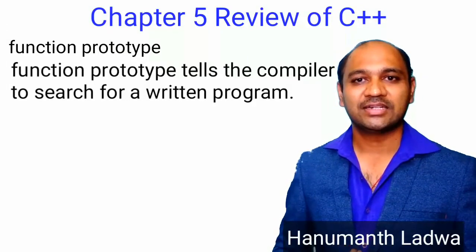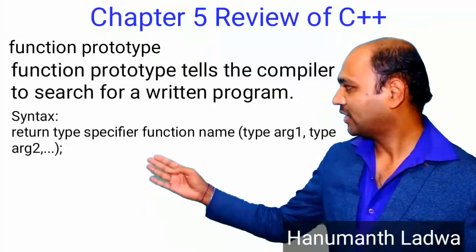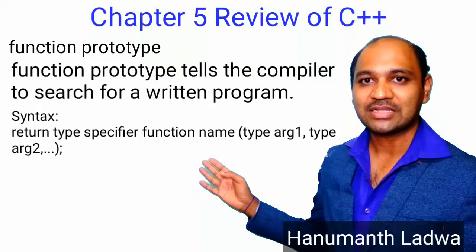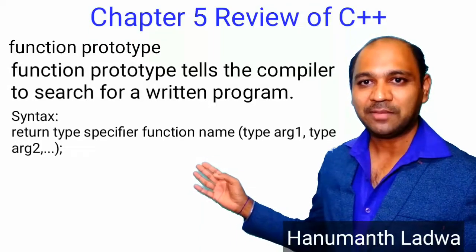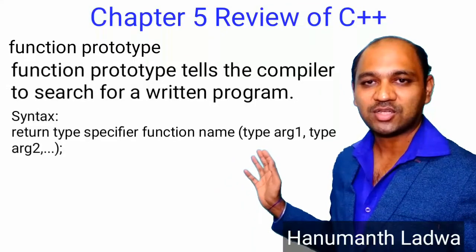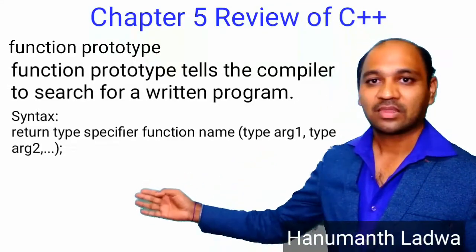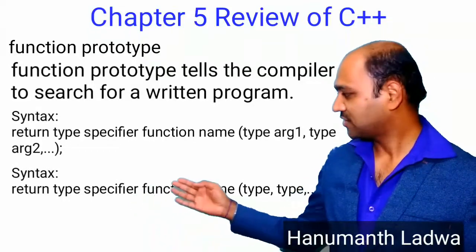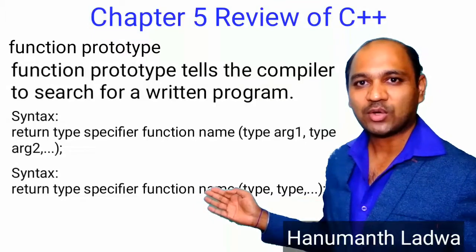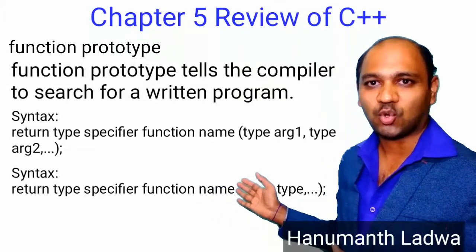Now let us take the syntax of declaring function prototypes. So here we are going to write return type specifier, name of the function, and then inside the bracket we are going to write type argument 1, type argument 2, type argument 3, and so on. Otherwise the same statement can also be written as return type specifier and name of the function, and in the round braces we are going to write type comma type comma type and so on.